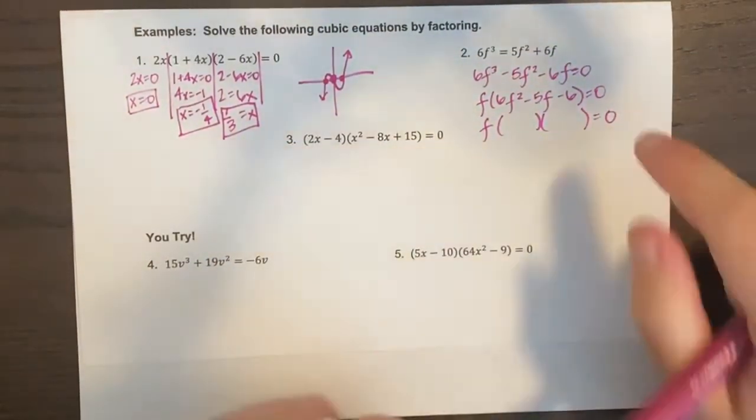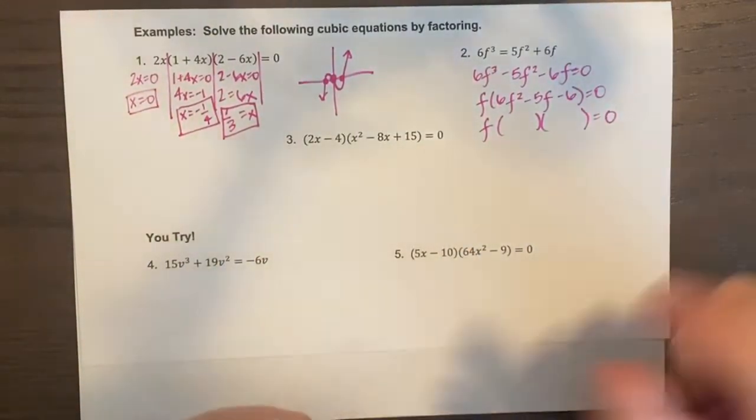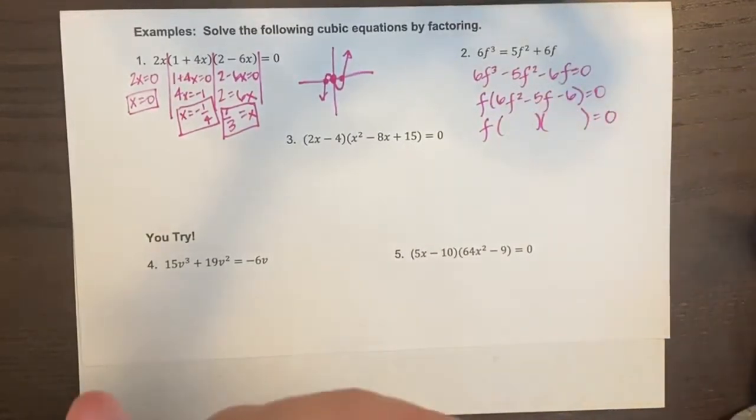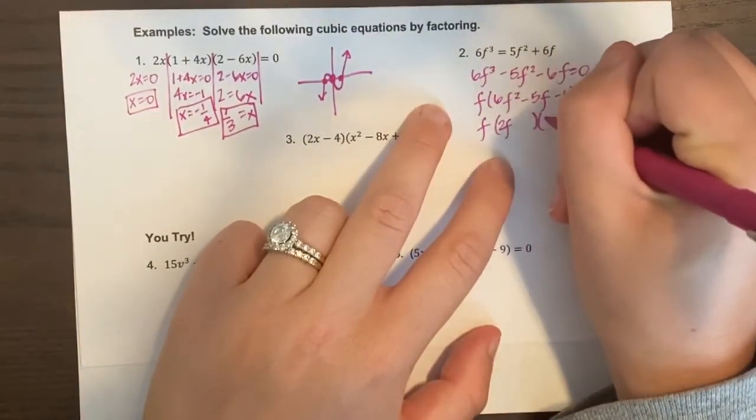Okay, and you may have to kind of guess and check to get your correct factors here. So there's multiple numbers that will multiply to equal 6f squared. You could do 6f and 1f, you could do 2f and 3f. I usually start off with 2f and 3f.